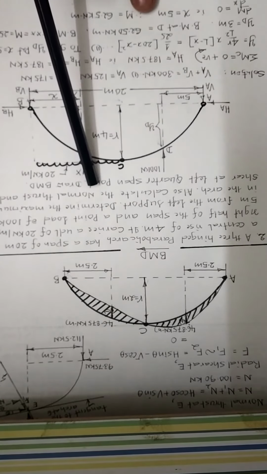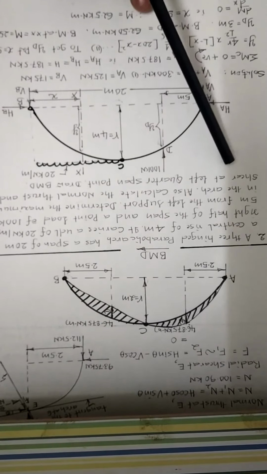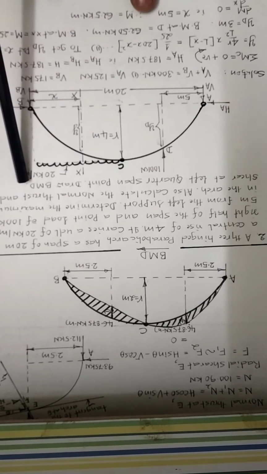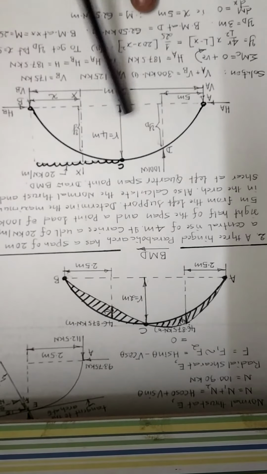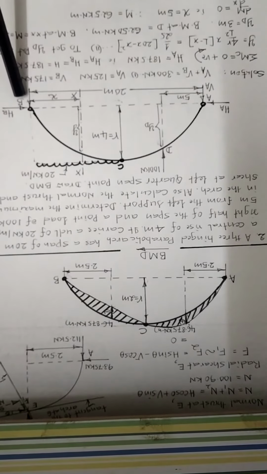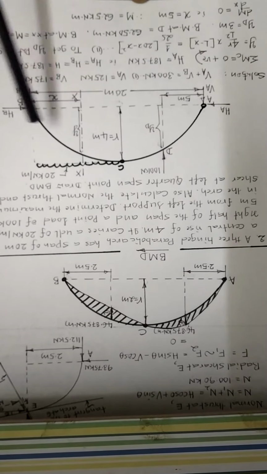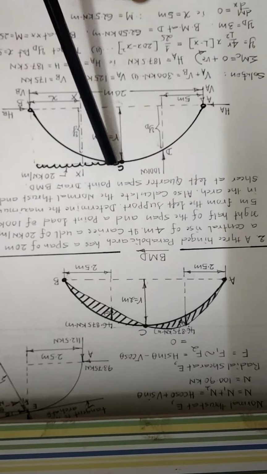Also calculate the normal thrust and radial shear at the left quarter span point. Finally, draw the bending moment diagram. To begin with, draw the figure of the arch. It consists of ABC, with hinges at A, B and C.